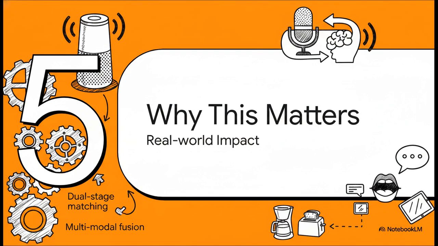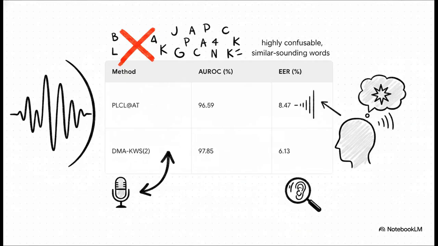Let's talk real-world impact. We've talked about dual-stage matching, multimodal fusion, synthetic adaptation. But what does that actually mean for the smart speakers sitting on your kitchen counter? Well, on the incredibly difficult Libre-Phrase hard subset, which is essentially a torture test for AI using highly confusable, similar-sounding words, the previous state-of-the-art method had an equal error rate of 8.47%. DMA-KWS drops that error rate down to a staggering 6.13%, while pushing overall accuracy up to nearly 98%.